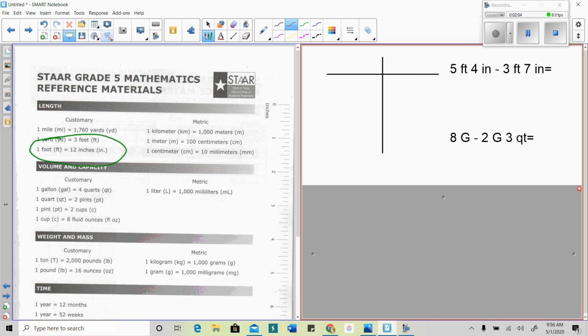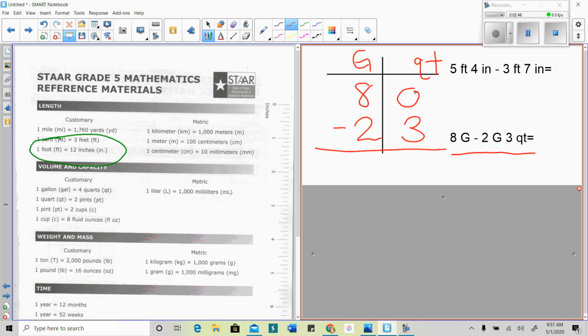So we're going to try another one using the chart. So this problem is going to be gallons and quarts. So I've got 8 gallons, and I want to take away 2 gallons and 3 quarts. So my first unit is the gallon, and my second unit is the quart. Okay, so I put G, you could put GAL for gallon, or I just put a big old G there. Okay, and so I've got 8 gallons, and there are no quarts on that first number. And then I'm taking away 2 gallons and 3 quarts. So I set it up like this.